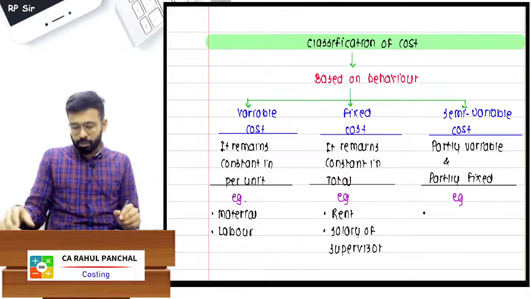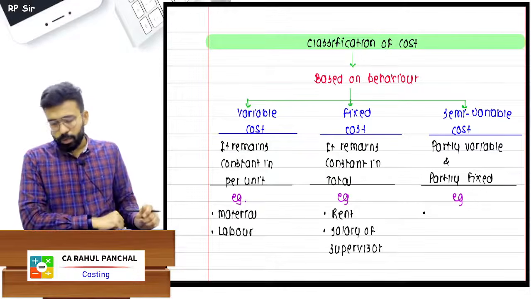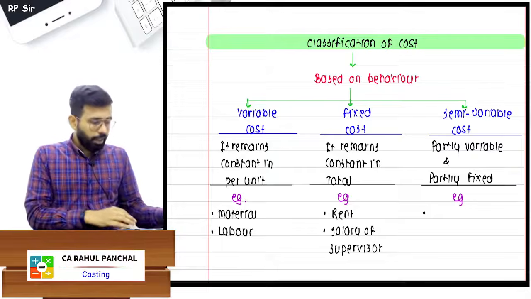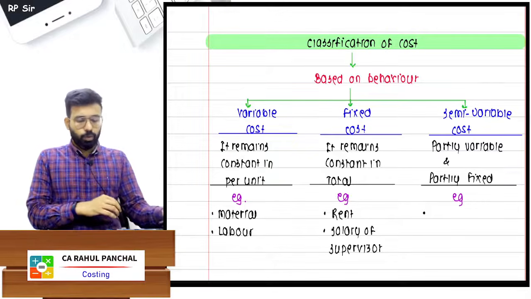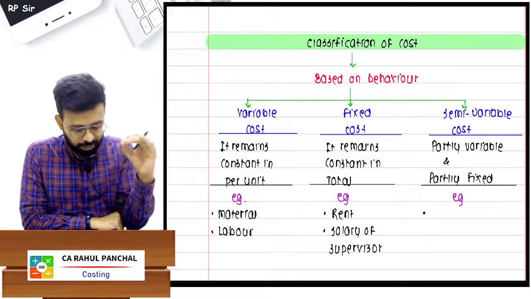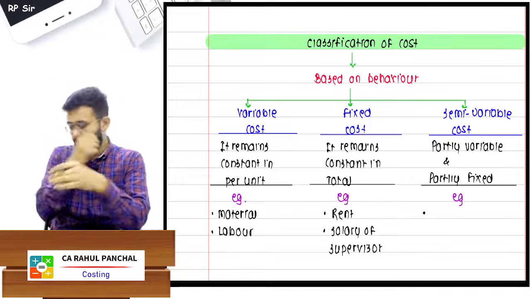Here when I say semi-variable cost, now please try to explain what is semi-variable. When I say semi-variable, sir, it is partly variable and partly fixed.